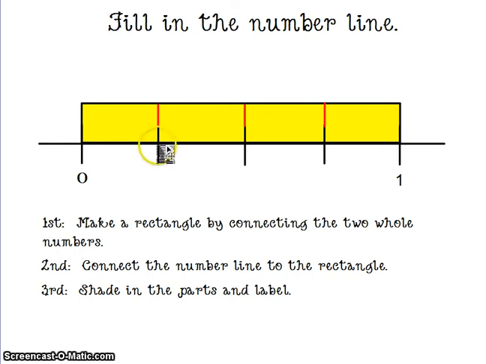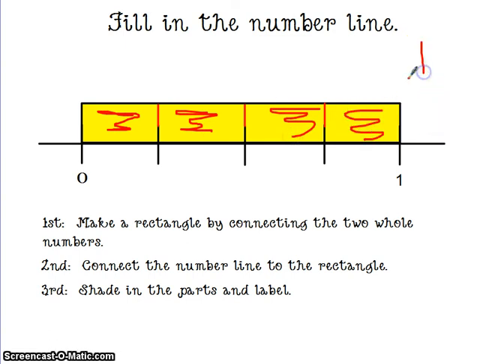And then you're going to connect your ticks all the way up. Okay, then you're going to count the spaces to figure out what you're counting by. So this is 1 space, 2, 3, and 4. So I know that I'm counting by 1/4.